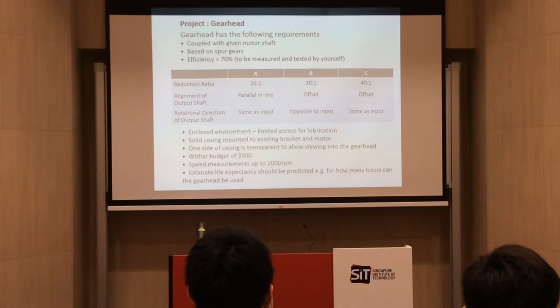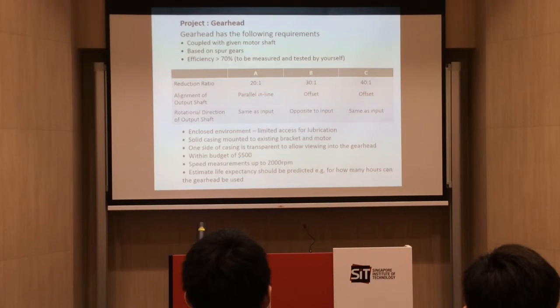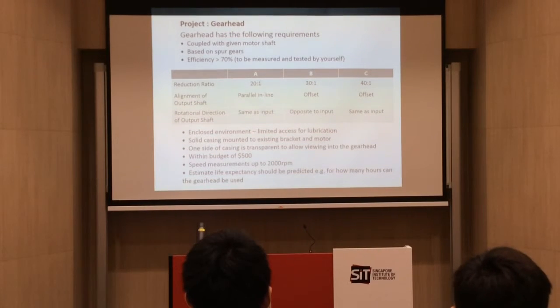And the rotational direction of the output shaft should be the same as your input shaft. So the direction that the motor spins is the direction of your output shaft of the gearbox. Option B, gear reduction ratio of 30 to 1. In this case, your alignment of the output shaft is parallel and it will be offset. So you have the choice to offset it. But the rotational direction has to be opposite. The motor is driving one way, your output shaft should be driving the other way.